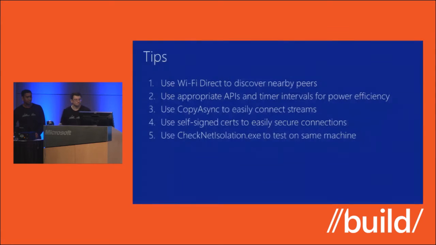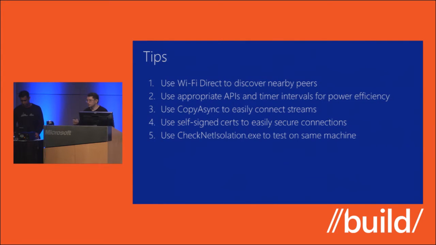So let's review. Here's the 5 things that we've talked about. We've talked about using Wi-Fi Direct to do that peer discovery, and this is the word hunt demo that we showed you, the two-player game. Using appropriate APIs and timer intervals for power efficiency. This is the discussion of caching and which ones do caching for you and trying to batch stuff. We talked about how CopyAsync and APIs like that make it really, really easy to connect streams so that you don't have to deal with all the pipelining and threading issues and starvation and so on.